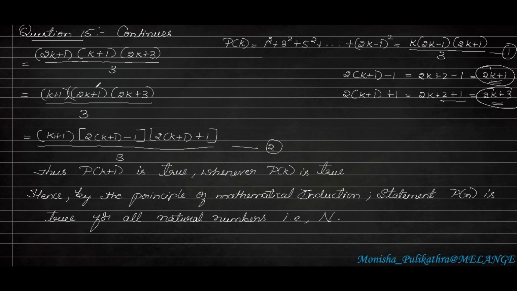So I can write 2k plus 1 as 2 into k plus 1 minus 1 and 2k plus 3 as 2 into k plus 1 plus 1, whole divided by 3. Now we can compare equation 1 with equation 2. We can see here k has become k plus 1. Here 2k minus 1 has become 2 into k plus 1 minus 1. 2k plus 1 has become 2 into k plus 1 plus 1. So equation 1 and equation 2 are one and the same. So thus p of k plus 1 is true whenever p of k is true. Hence, by the principle of mathematical induction, statement p of n is true for all natural numbers n.